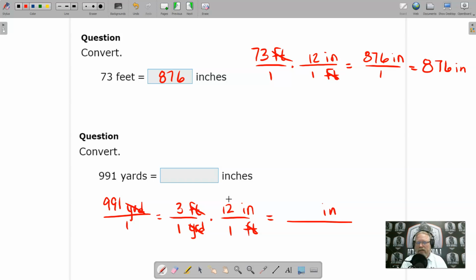991 times 3 times 12. It's going to give me a product of, holy cow, 35,676. 1 times 1 times 1. It's all 1, so any number over 1 is equal to itself. So 35,676 inches is the final answer.